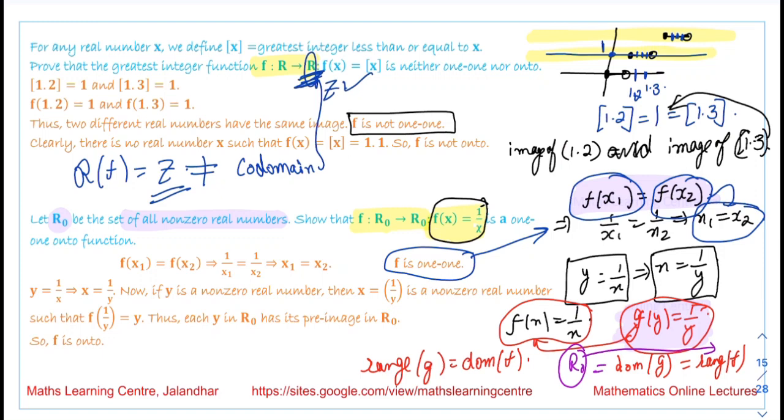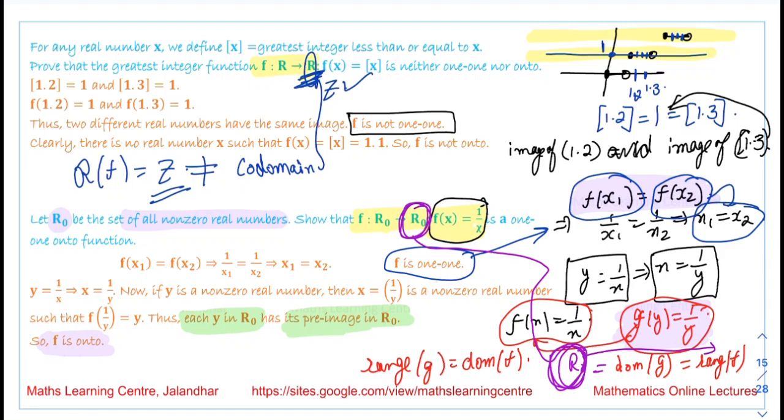And what we are given over here is that the codomain of this function is R0. We have obtained that the range of this function is R0. So codomain is equal to range, and so we are saying that this function is an onto function. So to prove onto, we have basically shown that corresponding to each element y in R0, we have some x in R0, which is the pre-image of this element y.